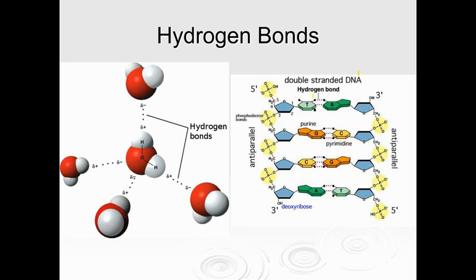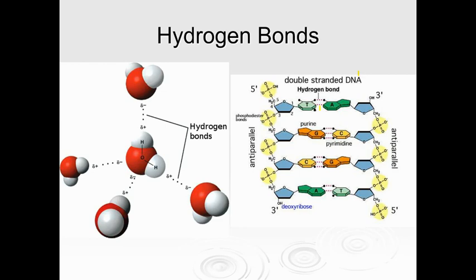And that's going to be really important because in order to copy our DNA, in order to turn it into RNA, in order to replicate it, we have to break these bonds. And so if they were really, really strong, that would be problematic. And so hydrogen bonds are very significant in biology.